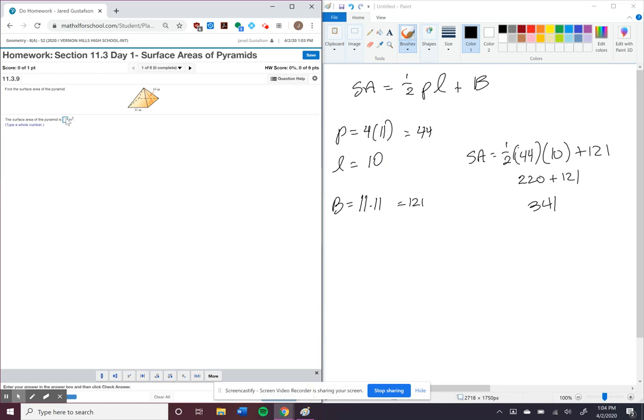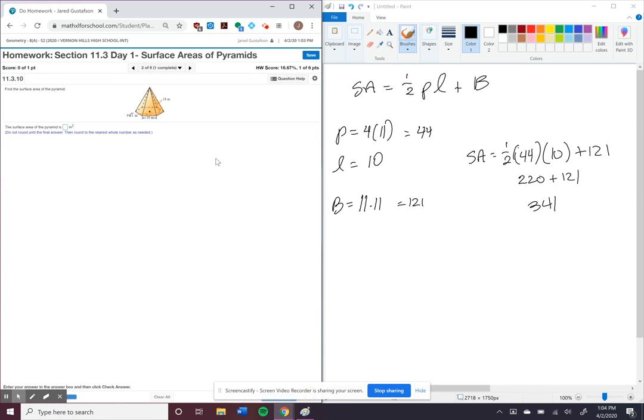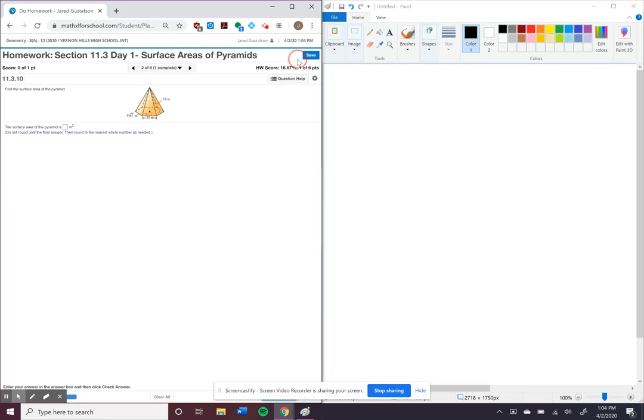So for the first question, it is mostly just plugging in numbers into the formula. For the second problem, oops, that's not what I wanted to do. I want to erase everything here. Okay. So this one, similar idea. We can find the perimeter of the base, the slant height, and the area of the base.